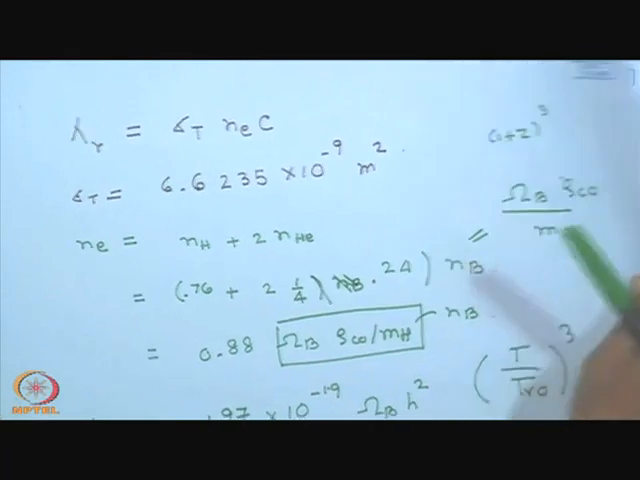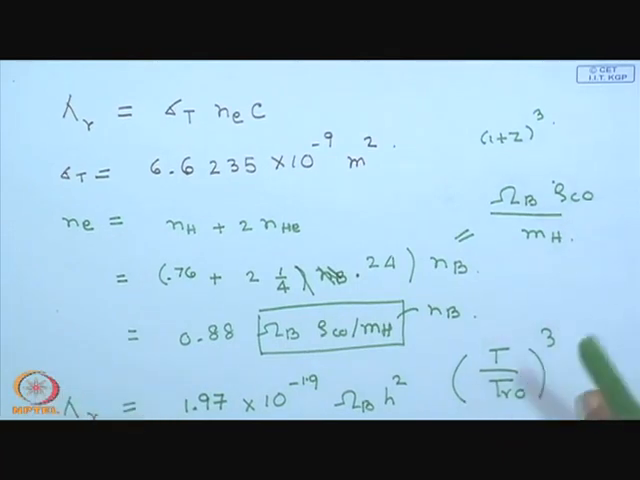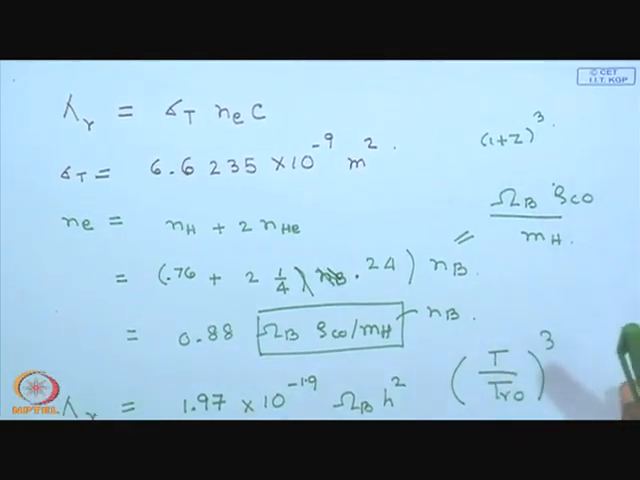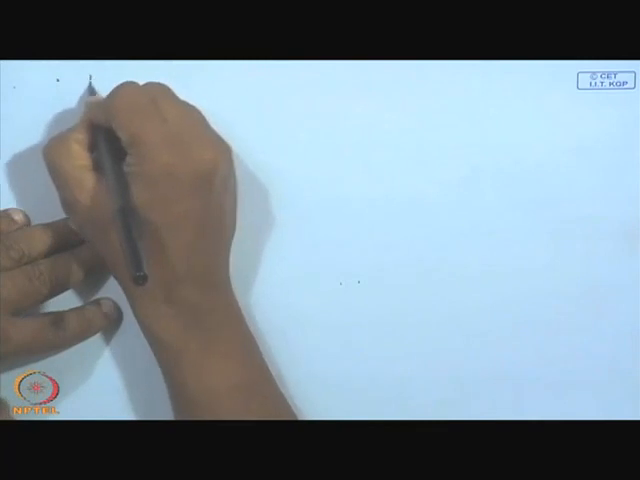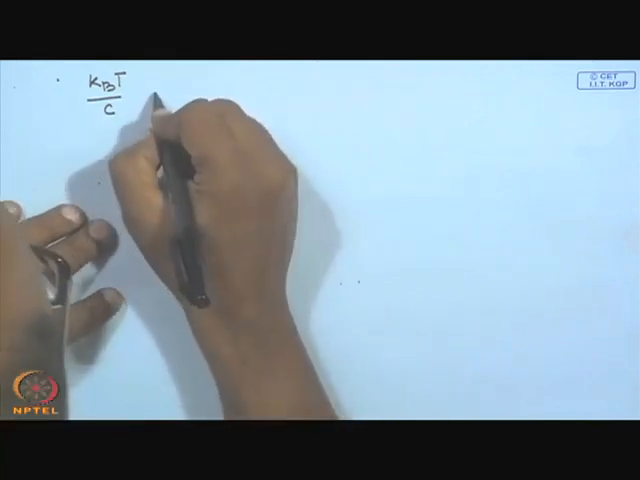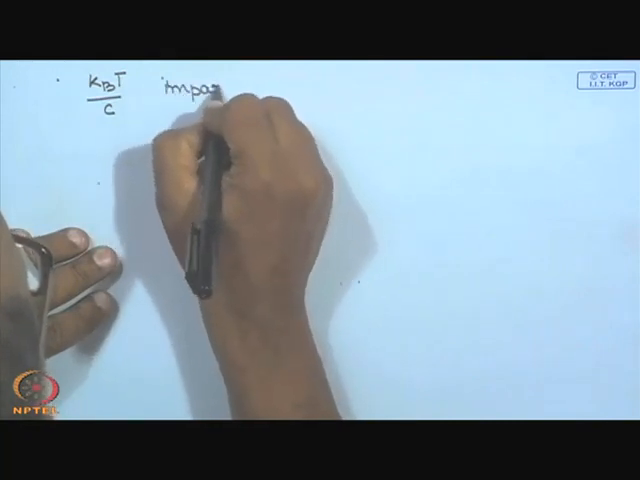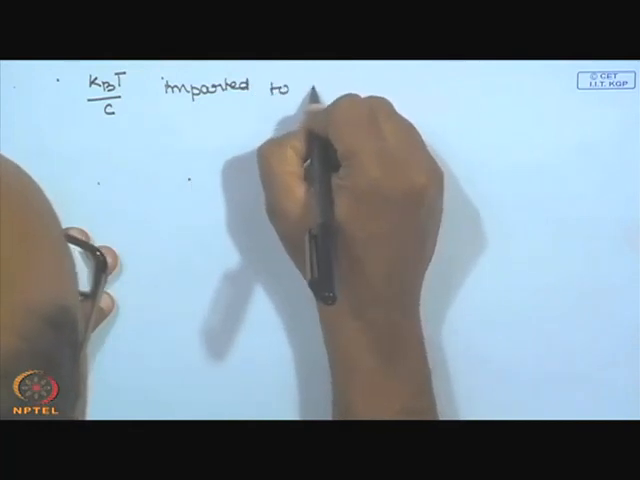Now what we would like to calculate is the rate at which a single photon loses or gains energy, exchanges energy. This is not the rate at which the single photon gets scattered. We are interested in the energy transfer. So to calculate that, let us consider the scattering. In the scattering process, a photon typically has momentum k_B T by c, and this is the momentum that is imparted to an electron in a scattering.